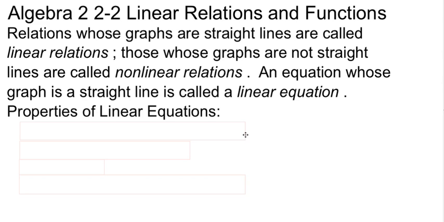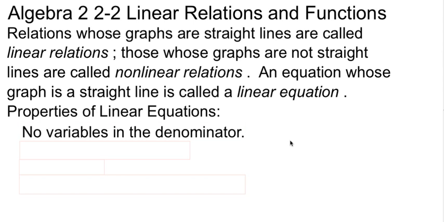So we're going to look at some properties of linear equations. The first rule for a linear equation is you cannot have a variable in the denominator. Now notice this does not say you can't have fractions in a linear equation. There could be fractions, but the variable can't be in the denominator. A number can. That's okay. It cannot be a variable in the denominator.